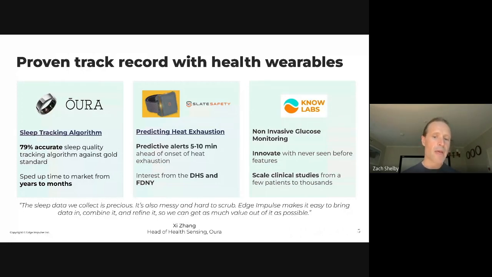Slate Safety makes specialized equipment for workers and firefighters. For them, we worked on a really interesting heat exhaustion algorithm: detecting heat exhaustion ahead of time, right? Five to 10 minutes ahead of onset is a big deal for firefighters, for example. And so look at the data we use to do that. And then more recently, No Labs, a really interesting company doing non-invasive glucose monitoring with very new types of sensors, really cutting edge technology, having to scale up to do clinical studies.